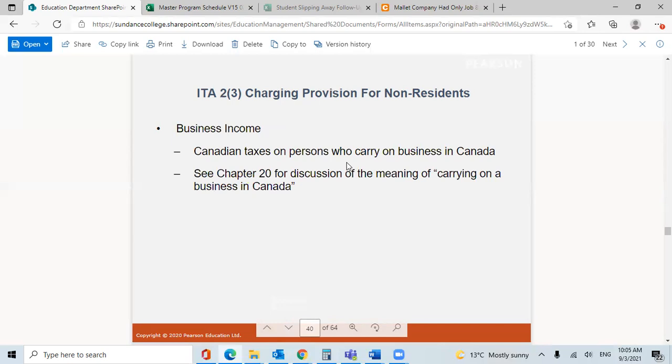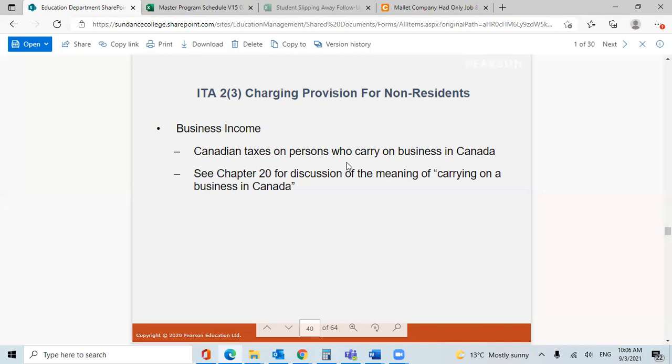Business income. Business income means Canadian taxes on persons who carry on business in Canada. We're going to talk about this more in chapter 20 for carrying on business in Canada. But it also has an example. If a U.S. corporation has staff selling products in Canada, it should be taxed as a non-resident carrying on business in Canada. However, the Canada-U.S. tax treaty exempts a U.S. enterprise from Canadian taxation unless it's carrying on business through a permanent establishment in Canada. So if you have your company's specific physical building or plant in Canada, then you need to pay Canadian taxes on the products you're selling, because that's carrying on business in Canada. But if you only have a sales staff selling the products in Canada, that doesn't need to pay income taxes on that part.